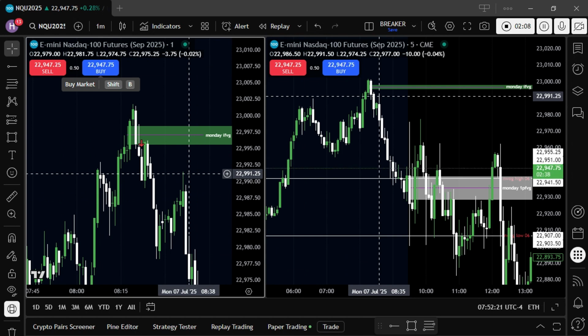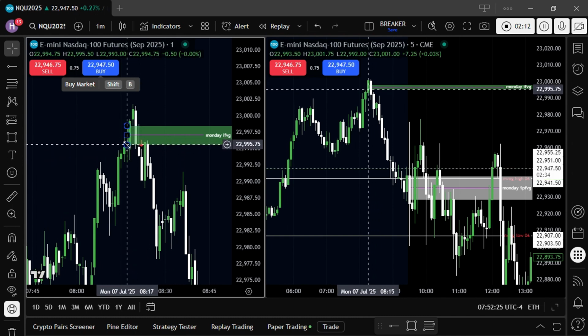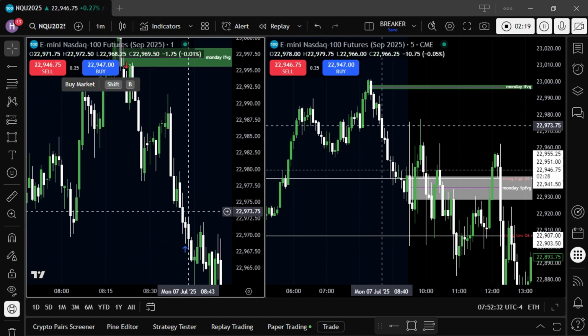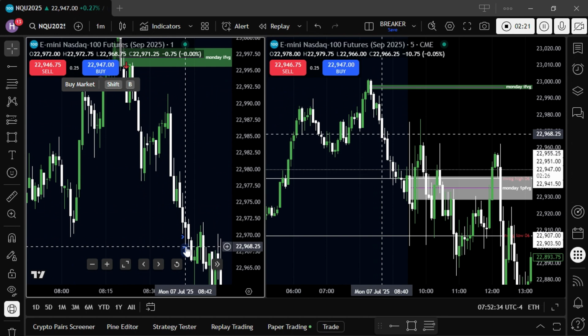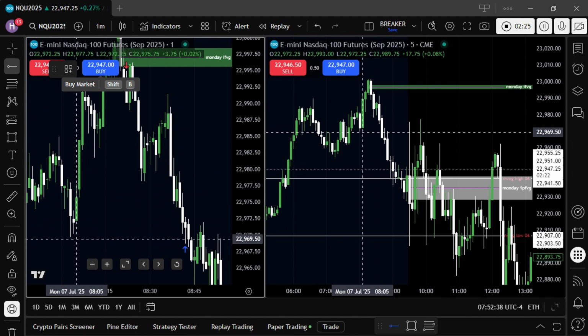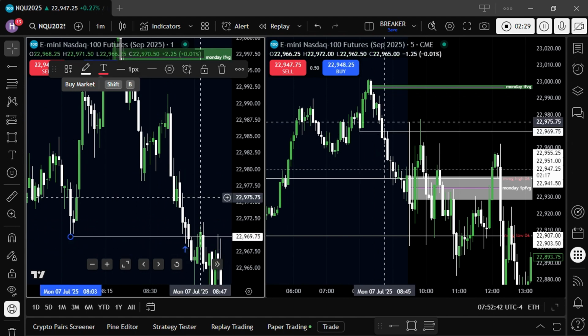Because it gets really late here and I'm in bed. I don't want to be on my laptop the whole night. So I did this on my phone. Not a good entry, but that's the logic I used. And then that's where I got out, and I targeted, just to make it easy, that swing low there. And that's my exit, as you can see.